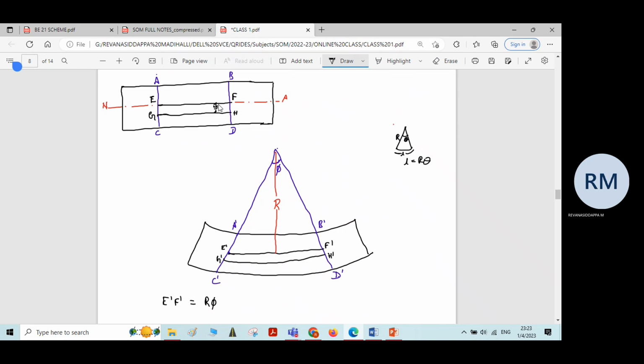Therefore, there will be change in the layer GH. There will be some increase in layer GH, that is G dash H dash. When you compare the length of G dash H dash to that of length GH, there will be some increase in the length, but there will not be any increase in the length of E dash F dash compared to the length EF, because whatever the layer EF we have considered, that layer is along the neutral axis.